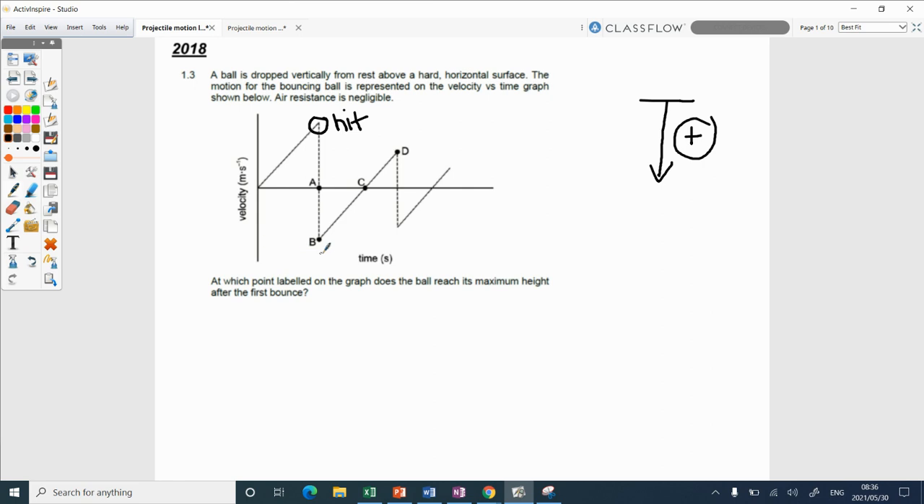B. Can you all see that? Because at B, the direction changes. So now it's not going down anymore, it's going up. So my velocity is negative. And A will be top. But is it? No, it can't be.